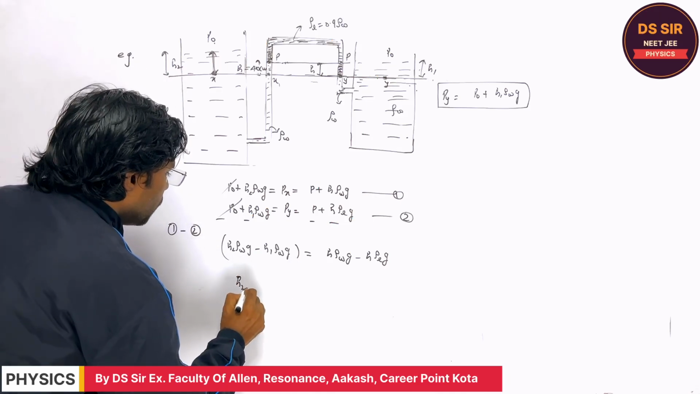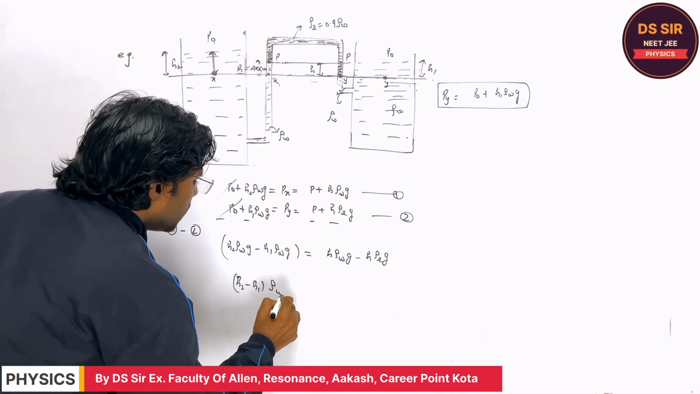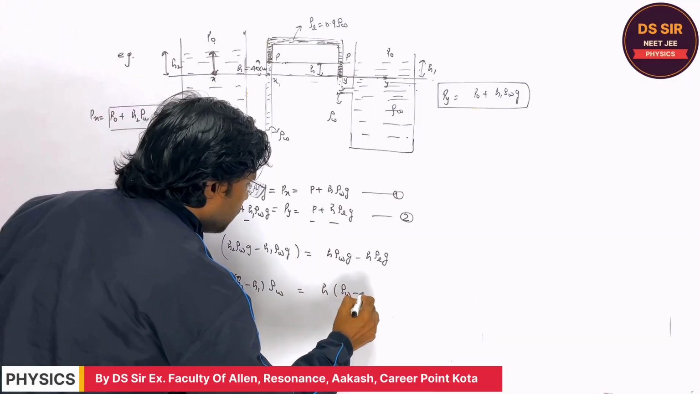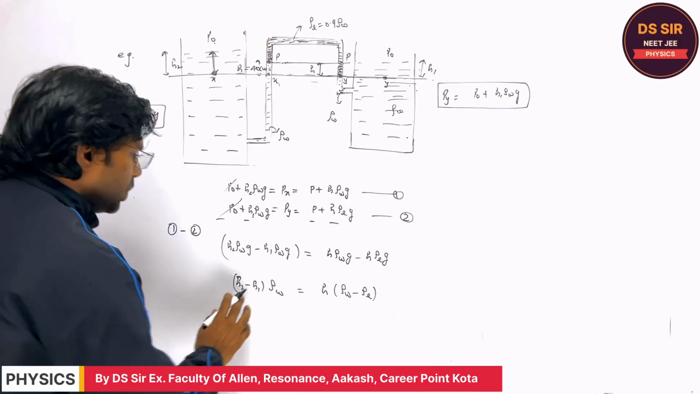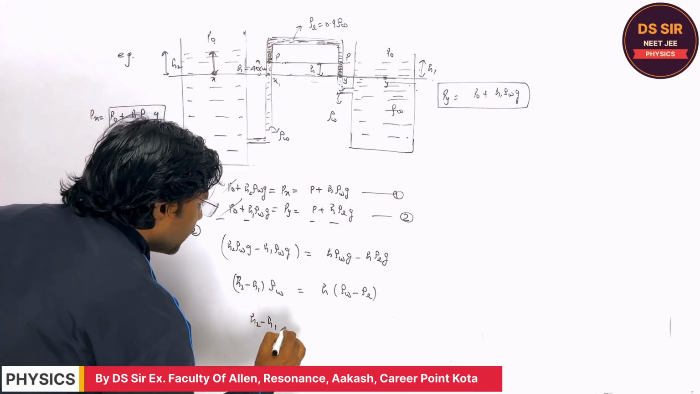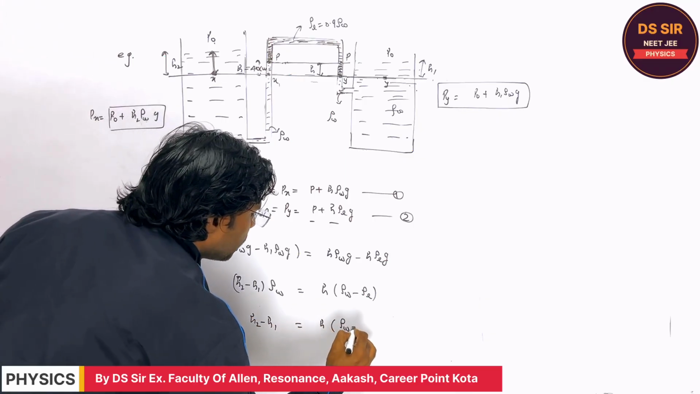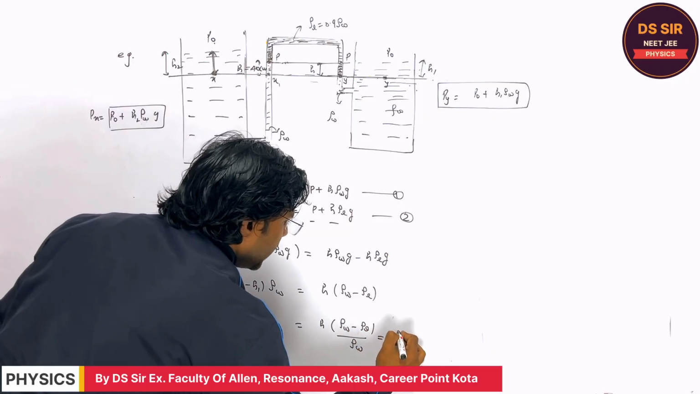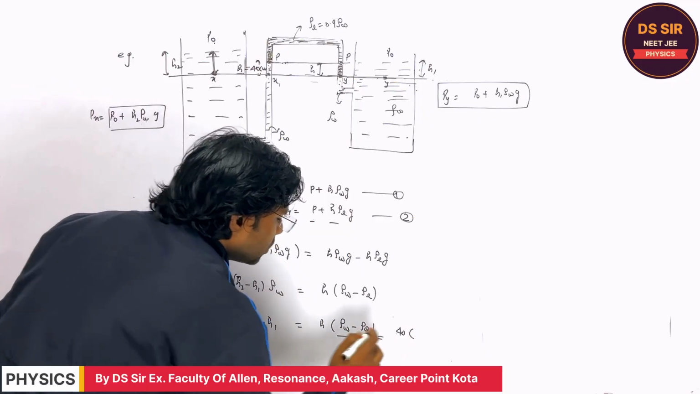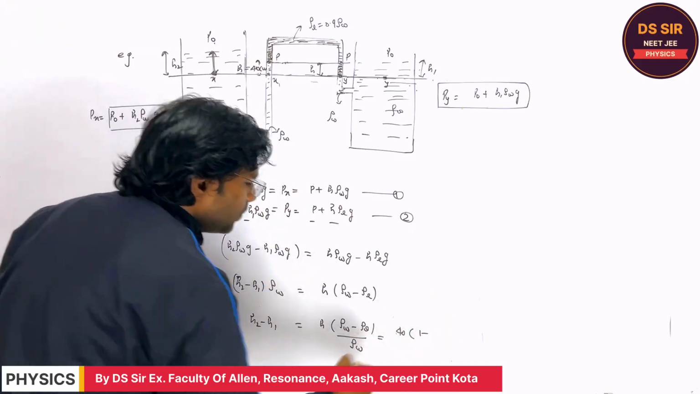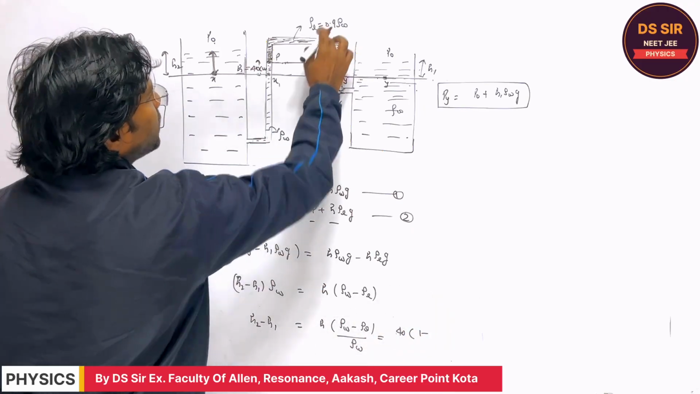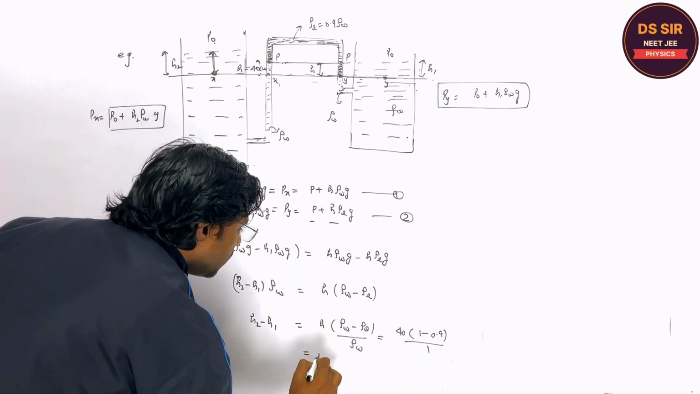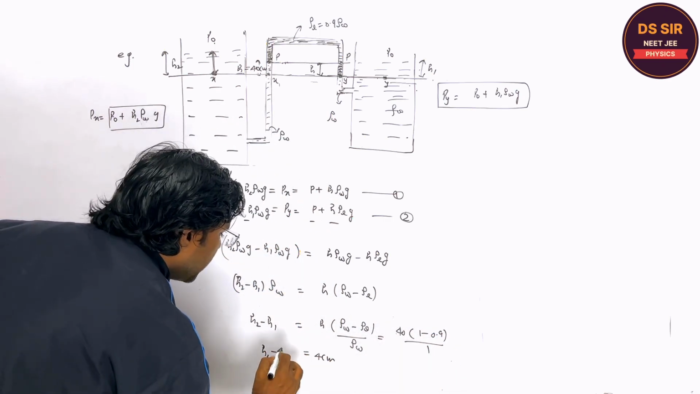So (H2 minus H1) rho water is equal to H (rho water minus rho liquid). So H2 minus H1 is equal to H times (rho water minus rho liquid) upon rho water. So H is 40. The rho water is what? You can assume it to be 1. Therefore, if it is 1, the rho liquid is 0.9 upon 1. So this is equal to 4 centimeter. I think it is better to do it in this way.